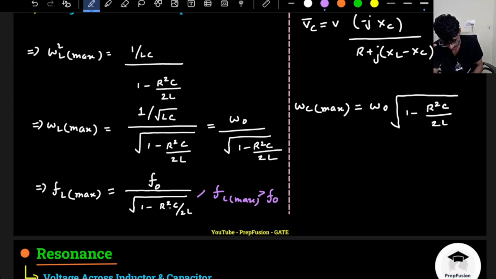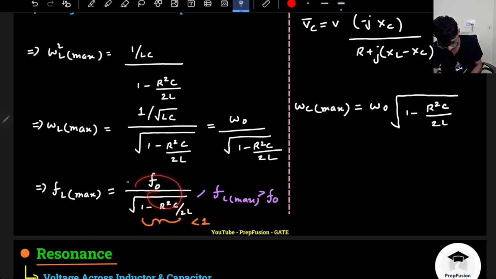So if that is the case, then this number obviously has to be less than 1, because this whole thing has to be greater than F naught. So if I equate this to be greater than F naught, what will happen? This will cancel. So this 1 minus R square L will be less than 1. So that's why this whole thing has to be less than 1. So this kind of question can also be framed.